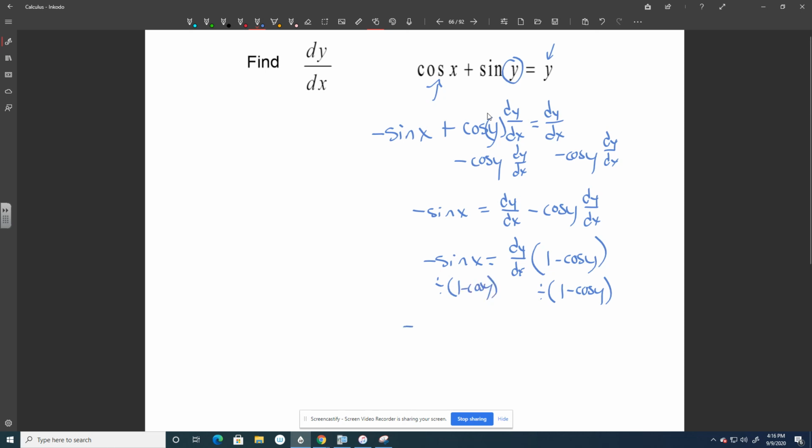So I end up with negative sine of x over 1 minus the cosine of y is equal to dy/dx. So I've got my derivative by itself, at least my notation, and this is the formula for that derivative. So that would be my final answer.